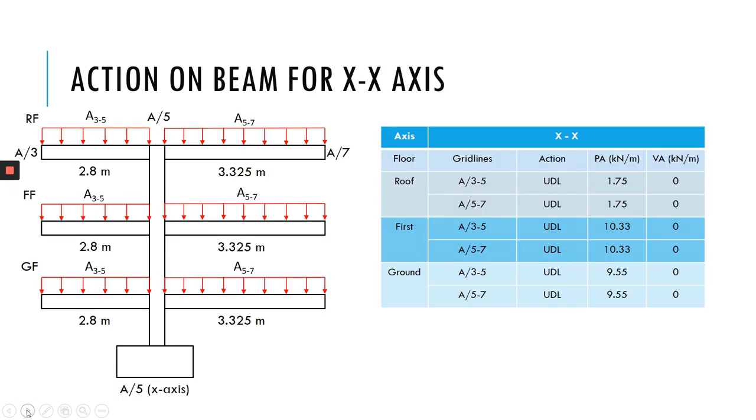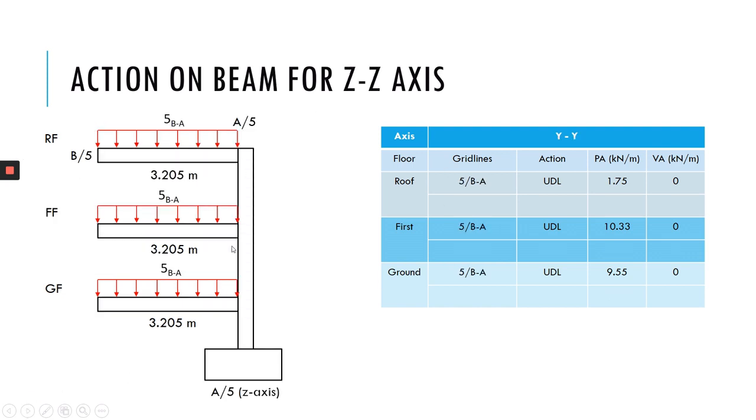Okay, next we calculate the load here. Okay, so there is no variable action. There is a load that we transfer, okay, that we have as a uniformly distributed load in kilonewton per meter, on top of your beam here for both axes. Okay, so this one for ZZ axis.